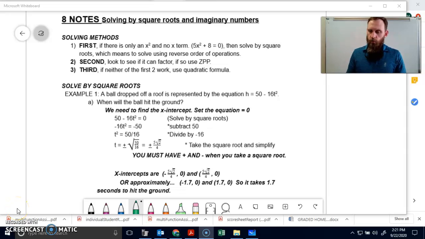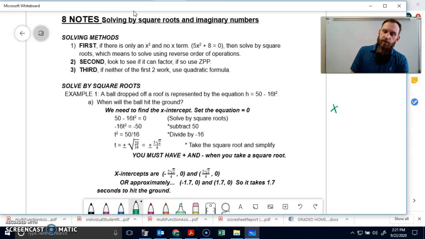This is a lesson for Wednesday, 9/23. We are taking a look at the notes for solving by square roots and imaginary numbers. This is going to be very similar to everything that we've been doing thus far. This is not drastically different, but we're going to take a look at how to solve slightly different types of equations.